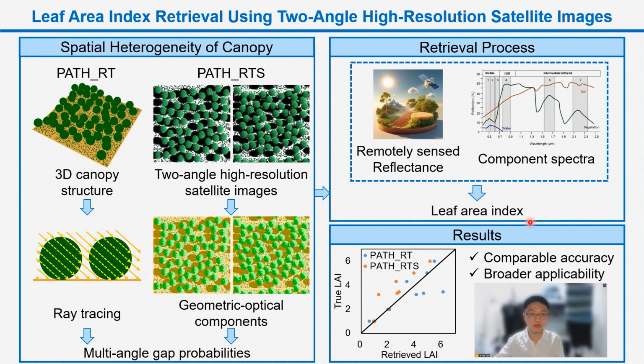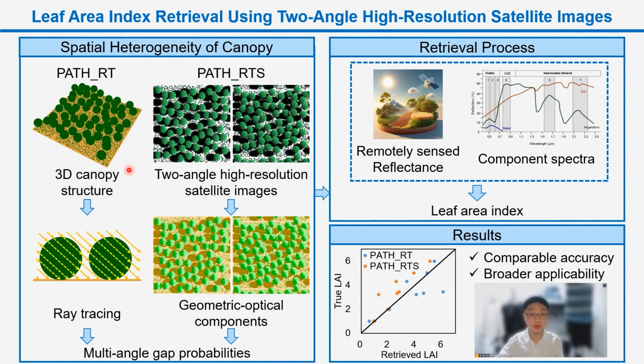A more advanced model is PathRT. It inputs detailed 3D canopy structure and uses ray tracing to simulate how light penetrates through the canopy, producing gap probabilities for different viewing angles. It's highly accurate, but the problem is that this 3D information is only available at local scales.